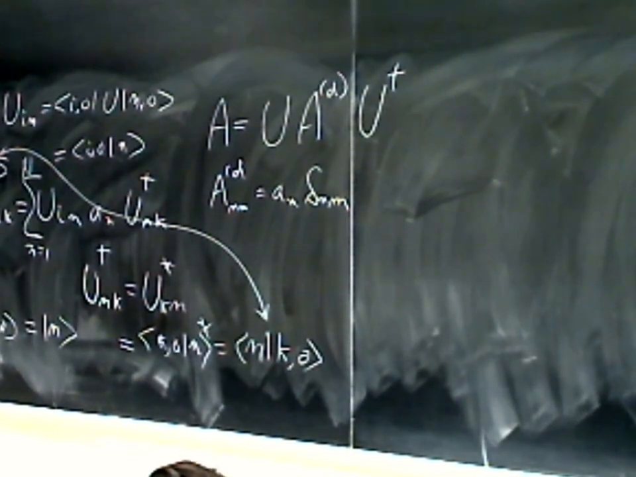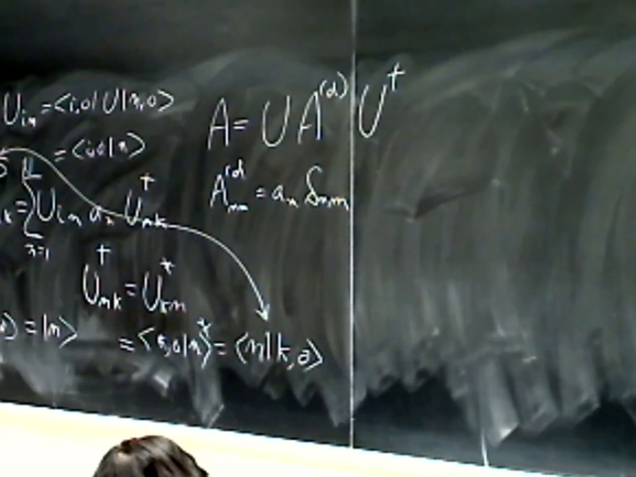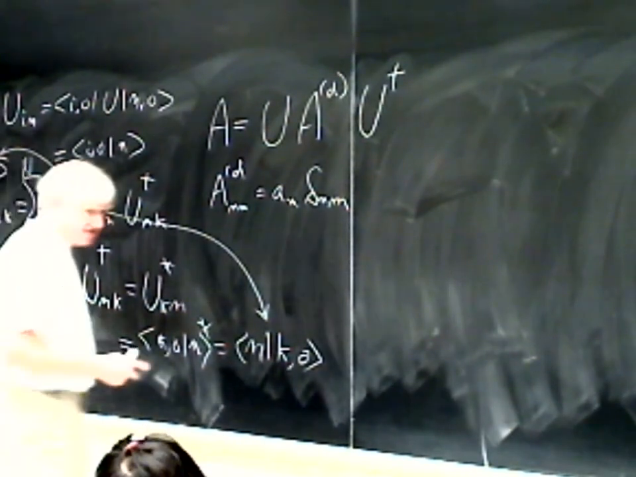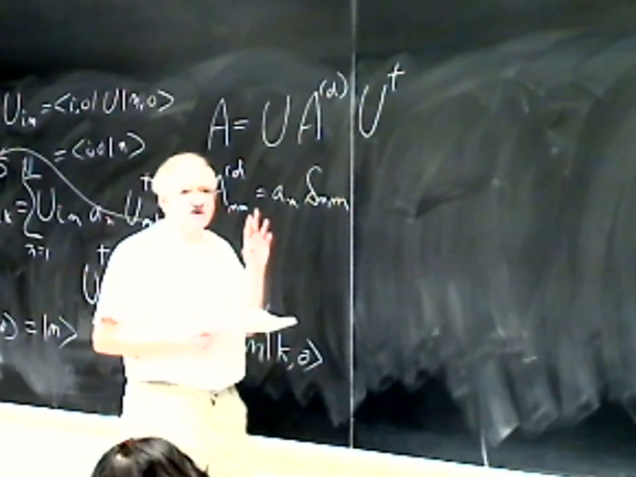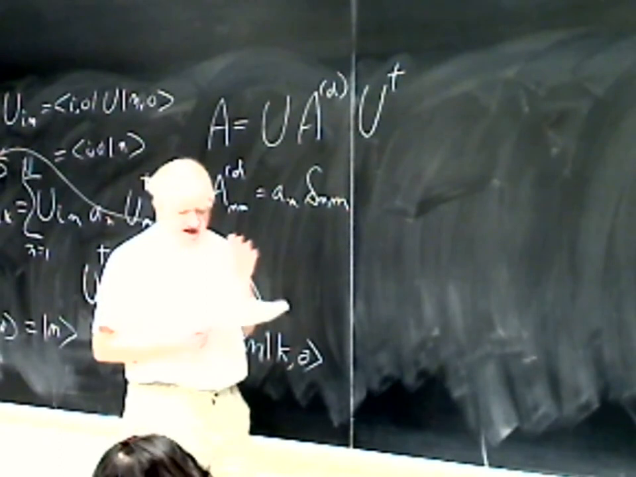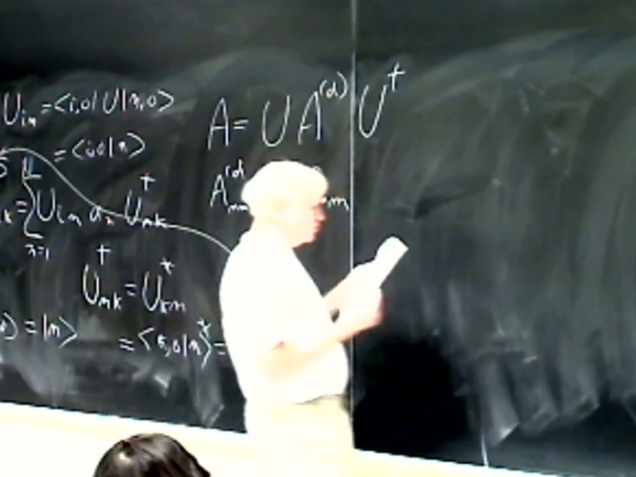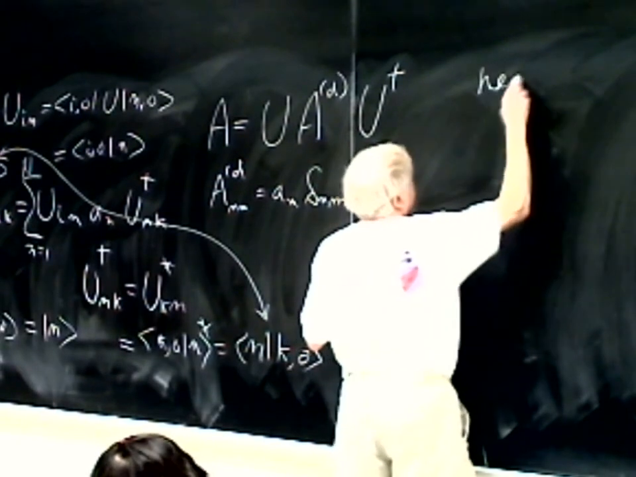Now, we've been talking about matrices that are Hermitian. Hermitian means that the complex conjugate of the transpose is the matrix itself. There are two special and important examples of Hermitian matrices. For example, a matrix that is real and symmetric.